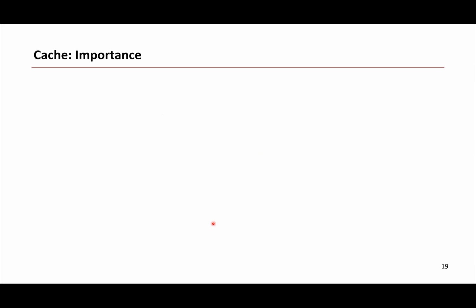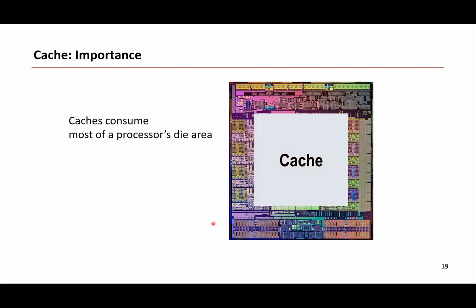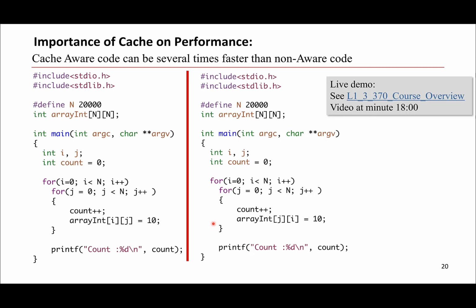So why are caches important for us to understand? For one, if you look at a modern processor, much of its area is devoted to cache. Nearly more than two-thirds of a processor's die is consumed by caches. Even if you're not a hardware designer, it is important to understand caches because it has a significant impact on the performance of your program.